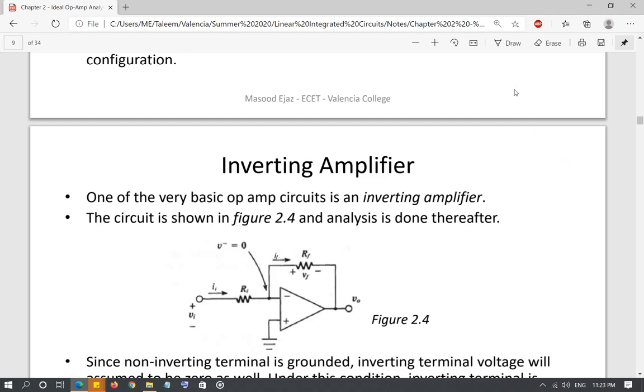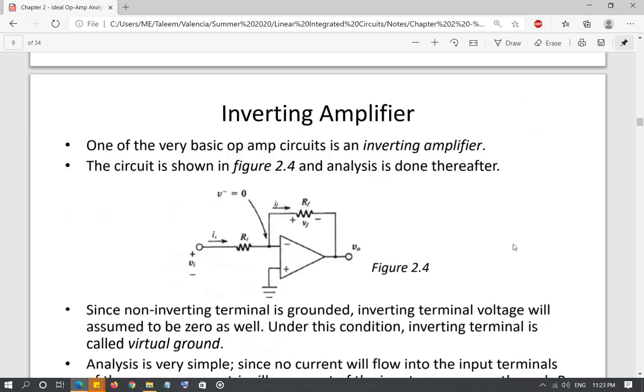Inverting amplifier is one of the most commonly used amplifier circuits. And as you can see, this is the circuit of the inverting amplifier. The input signal is provided at the inverting input of the op-amp, and that's why it is called an inverting amplifier. Well, this is one of the reasons, but the main reason the amplifier is called inverting amplifier is, as you will see, the output voltage phase is opposite as compared to the input voltage phase.